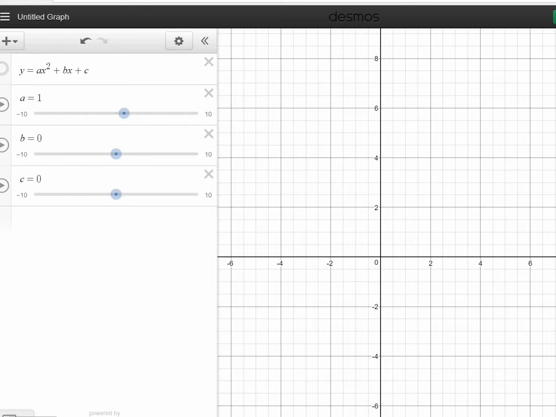So starting with parabolas, you might remember that parabolas in general form can be represented by y equals ax squared plus bx plus c, where a, b and c are any integers. If, for example, we had a set to 1 and b and c set to 0, that would just give us the standard parabola y equals x squared, like that. However, we can adjust a, b and c to be any values we want.